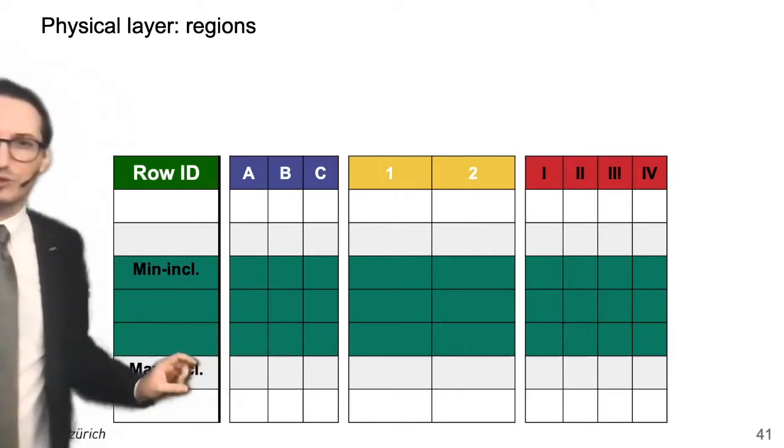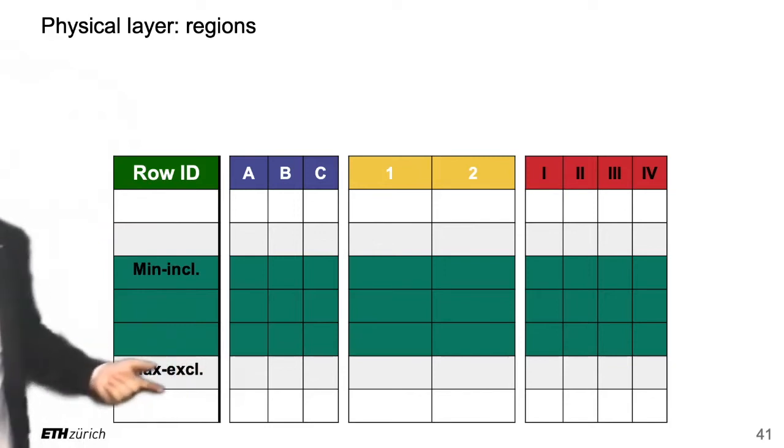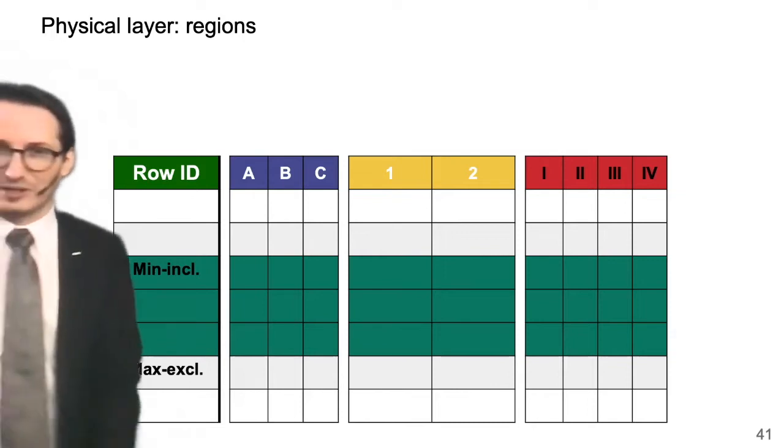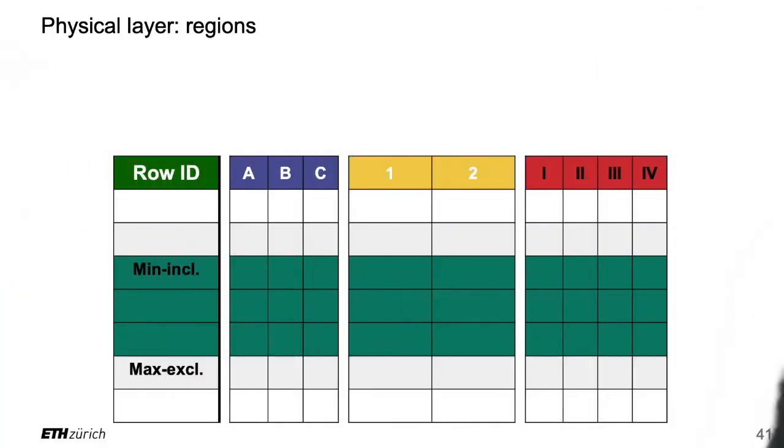Why do we do that? It's just because it's very convenient, because then the maximum exclusive here is also the minimum inclusive of the next one, right? So this is why it's actually quite convenient to do things that way.